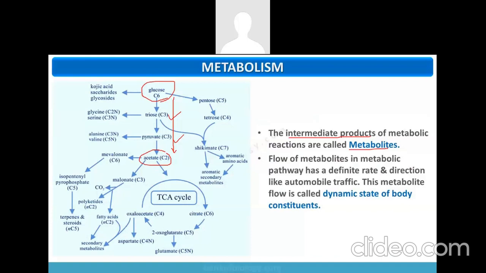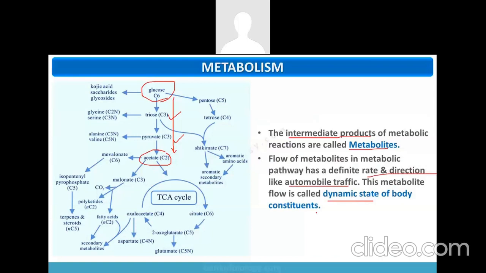And they have a definite rate and direction for this to happen. So it has some specifications and some methods in doing so. The method by which it is done is called the dynamic state. And as a result of this dynamic state and maintenance of equilibrium only, life exists.